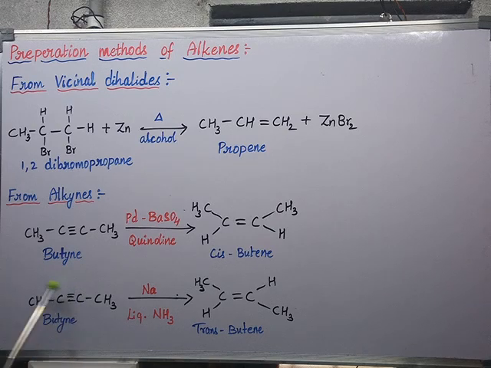Butyne I am taking, again I am adding sodium and liquid ammonia. So this is a process called Birch reduction. Whenever you add sodium and liquid ammonia, we get the trans alkene. The hydrogens are added in the opposite way, hydrogens are present in the opposite direction. So we can call this trans-butene. So we are getting alkenes from alkynes through the reduction process.